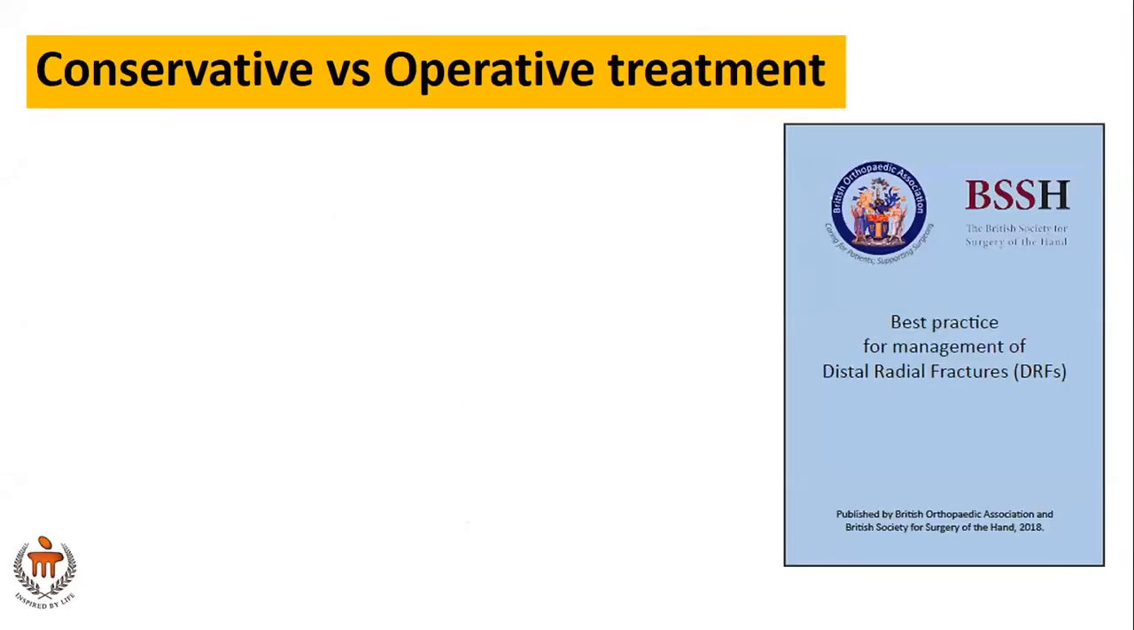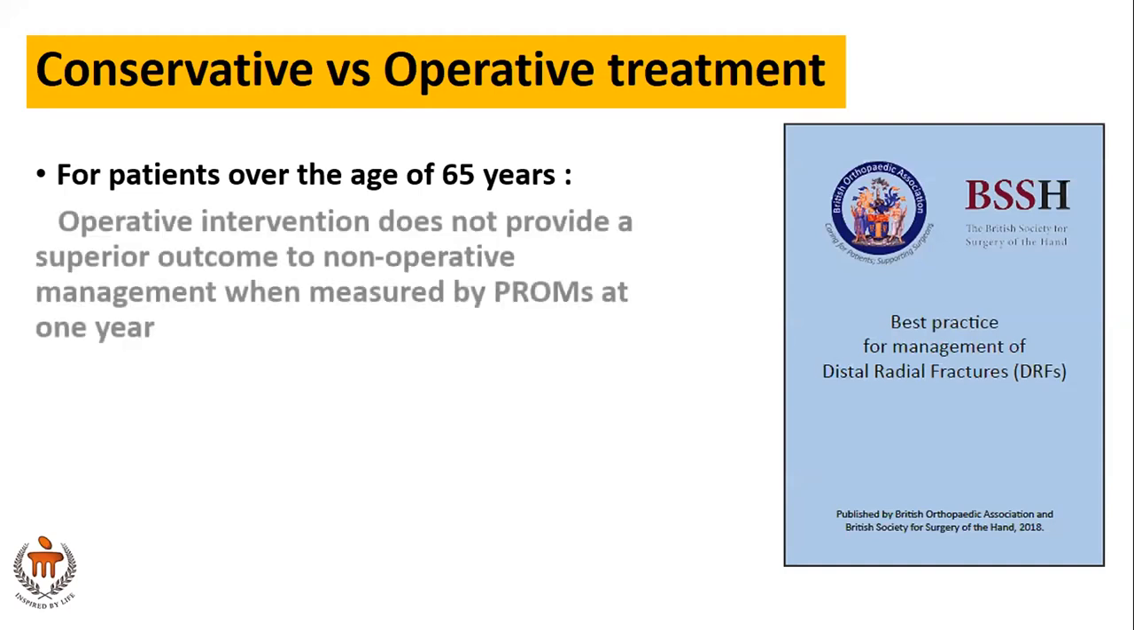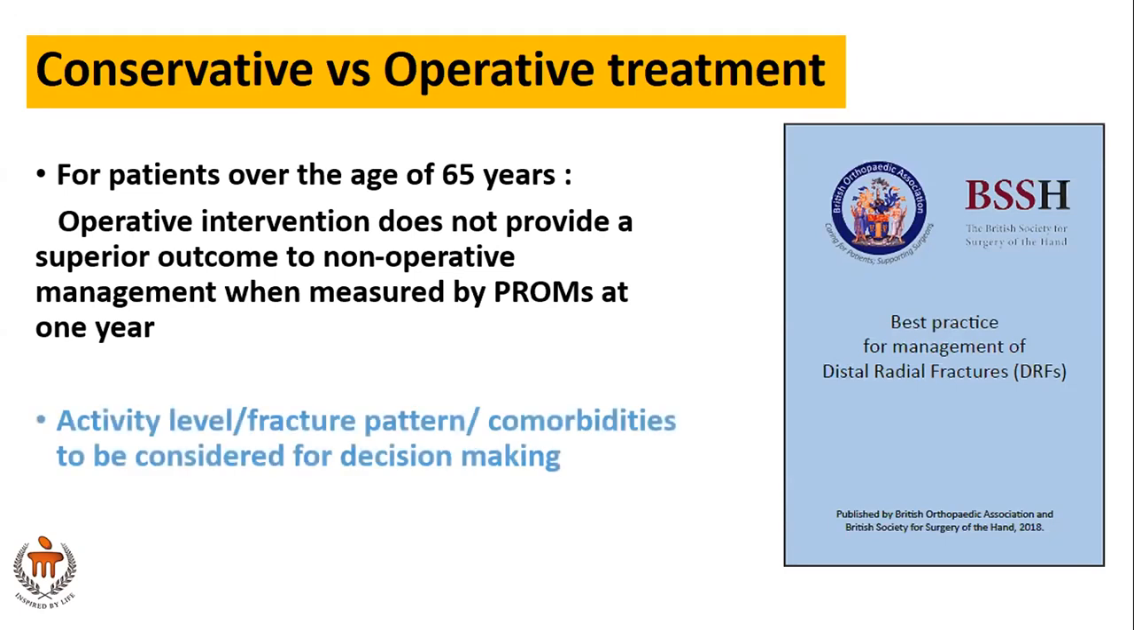And one of the recent guidelines, 2018, the British Orthopaedic Association and the British Society for Surgery of the Hand came together to get this best practice for management of distal radius fractures. These guidelines came out in 2018, and they have incorporated a majority of the meta-analyses, RCTs and systematic reviews, and synthesized the evidence for majority of these conditions. For a patient over the age of 65 years, operative intervention does not provide a superior outcome to non-operative management when you measure the patient reported outcomes at about 1 year. Of course, you need to take the activity level, the fracture patterns and comorbidities into consideration before decision making. That's why I said a shared decision is very, very important for the patient.